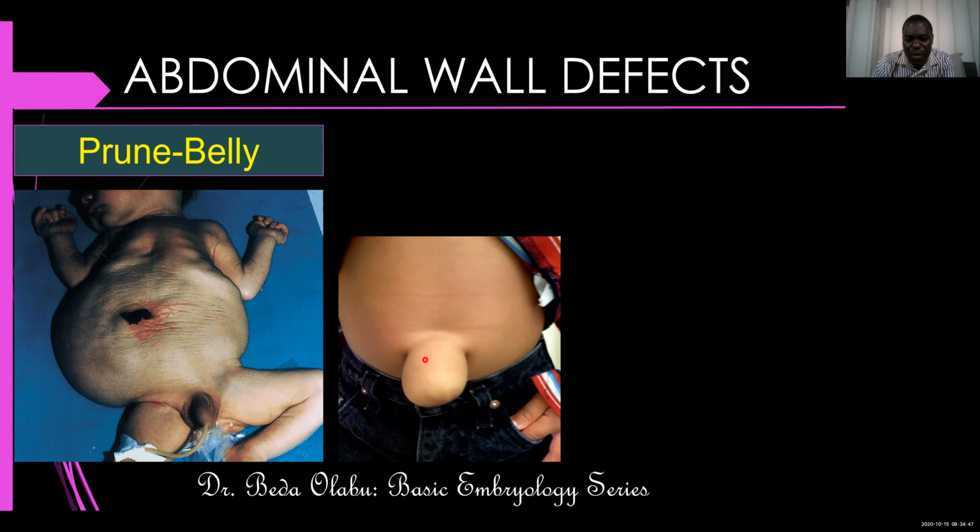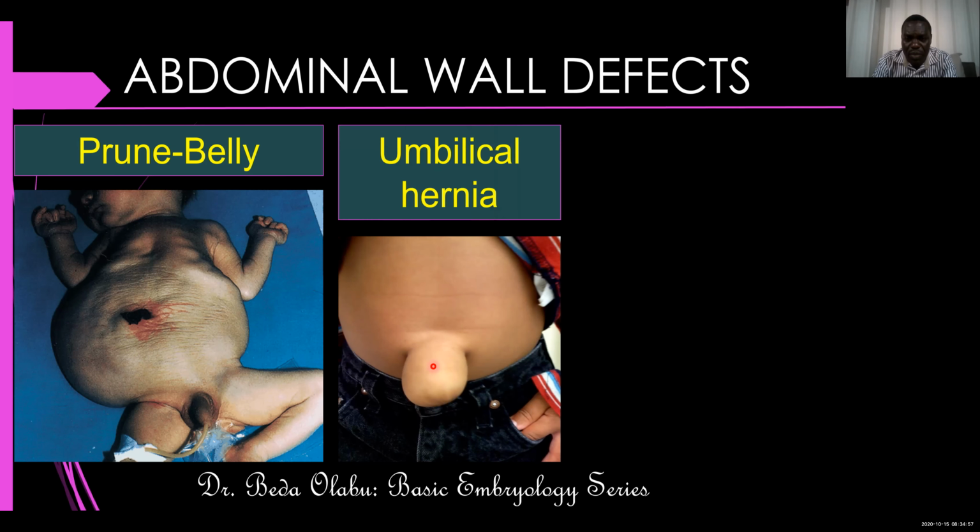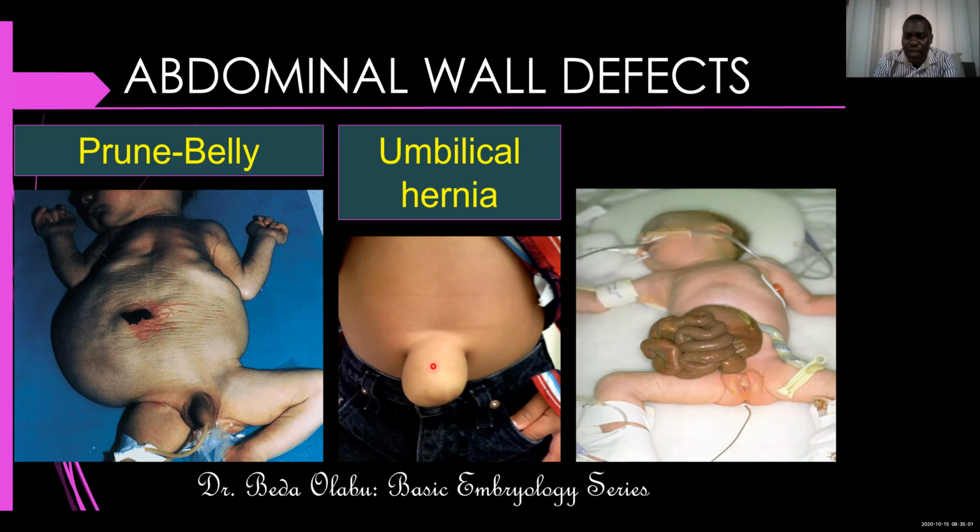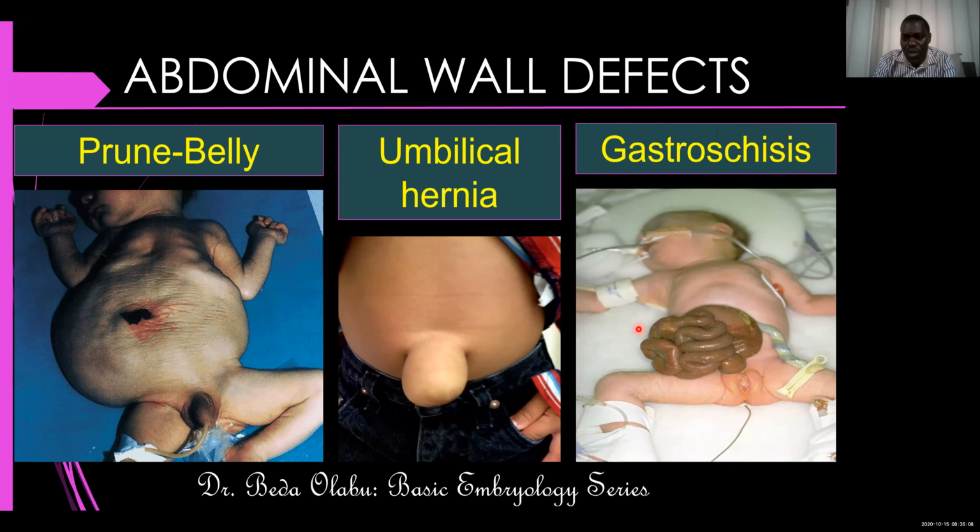This one is quite common, where the umbilicus is a bit prominent. So common that you may not even recognize it as a congenital anomaly, but that is umbilical hernia. It could be congenital or acquired, actually. You can have scenarios where the intestines are actually out, and we call that gastroschisis.